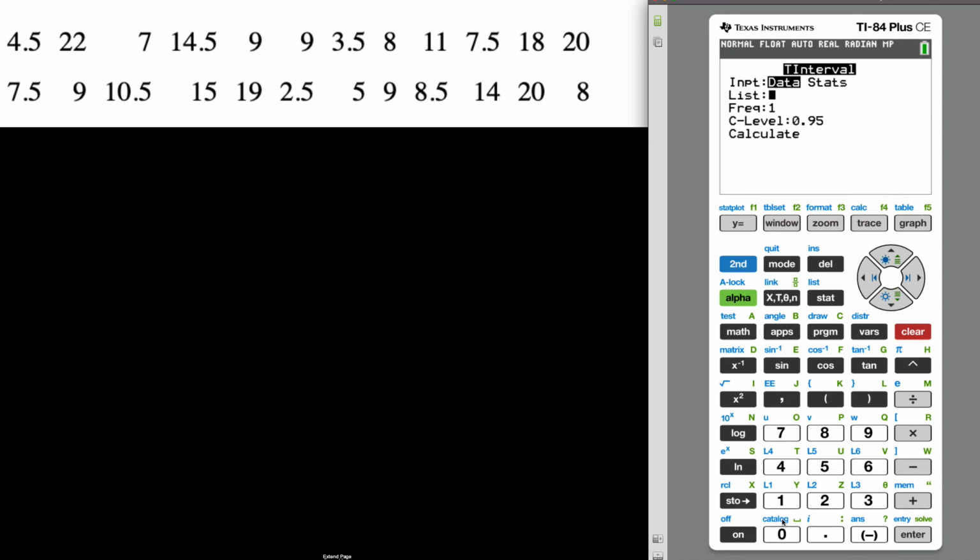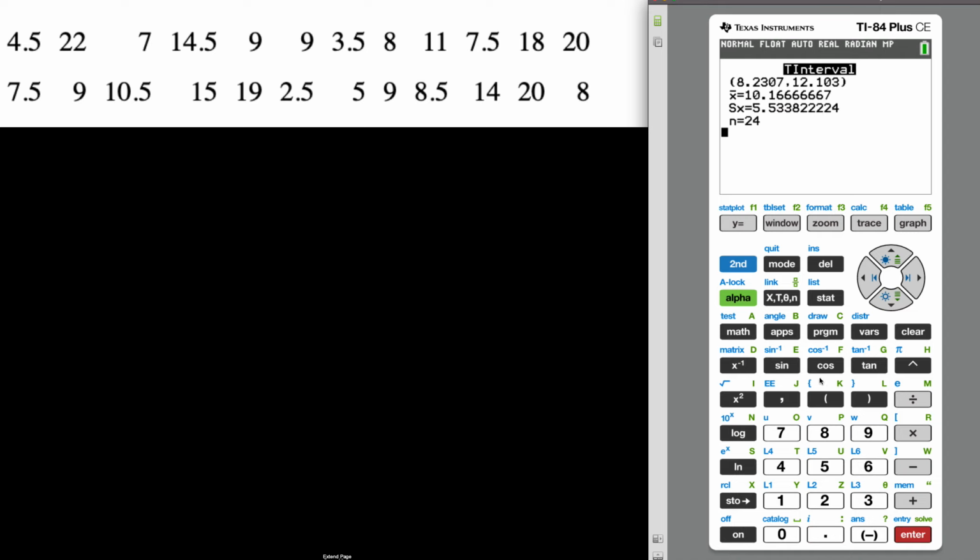If this were not here and I would have to change that, on top of the number 1 is L1, on top of the number 2 is L2, on top of the number 3 is L3. So I would press second and whatever number corresponds to my list. So me, second 1 to get L1. Frequency is just 1 because they're all single values, so you don't have to change that for us at least. Confidence level, let's do a 90% confidence level.